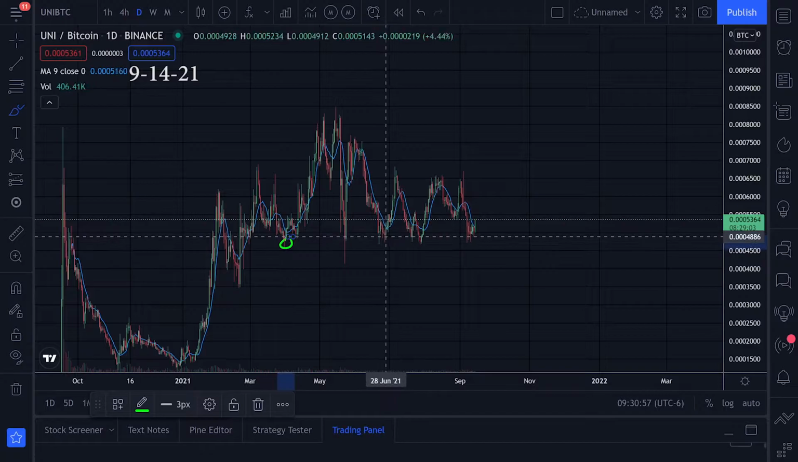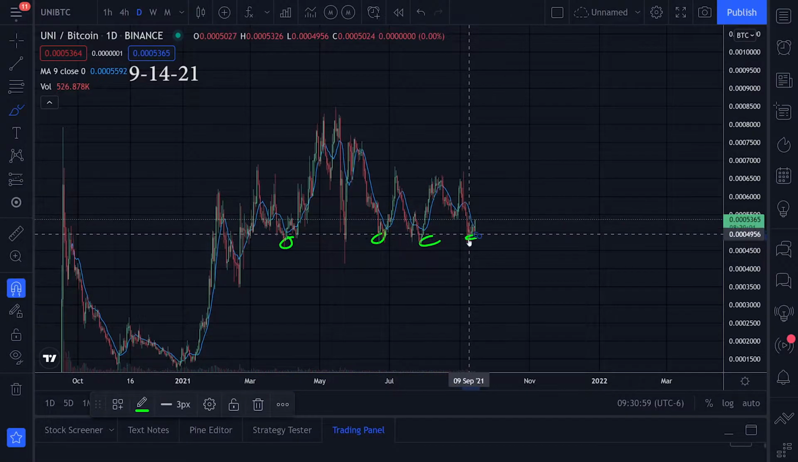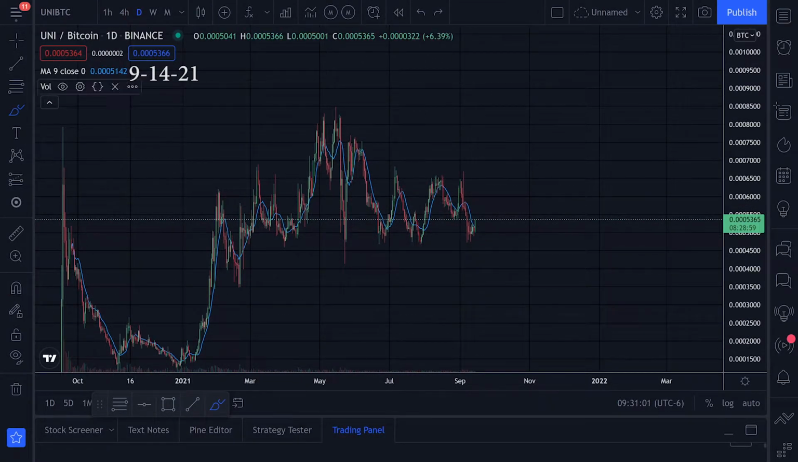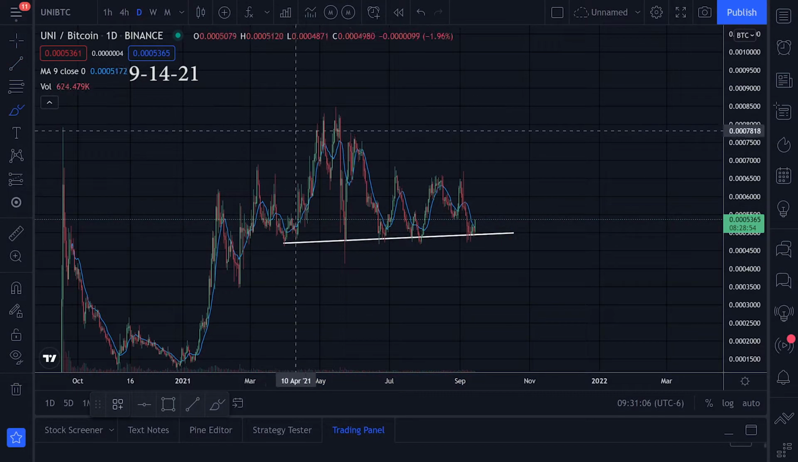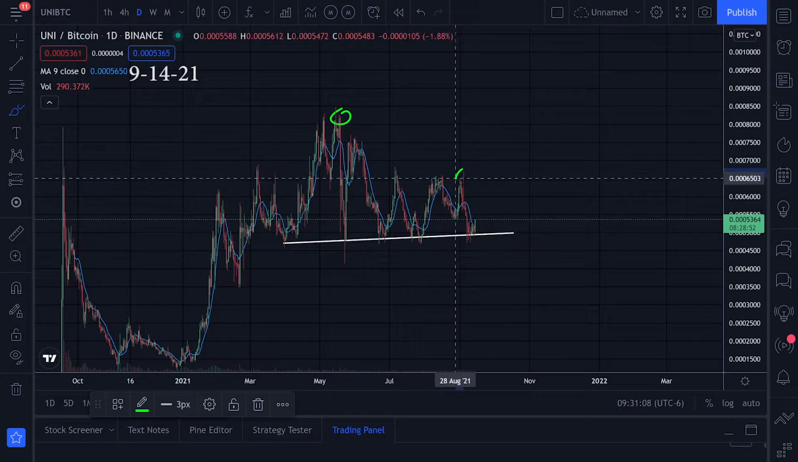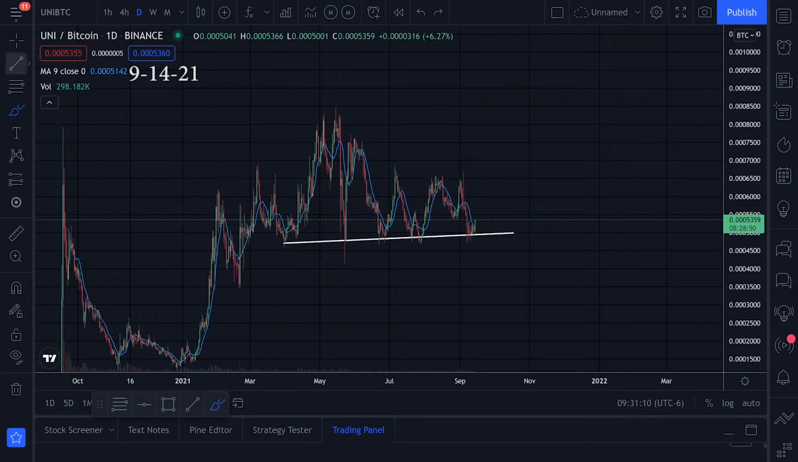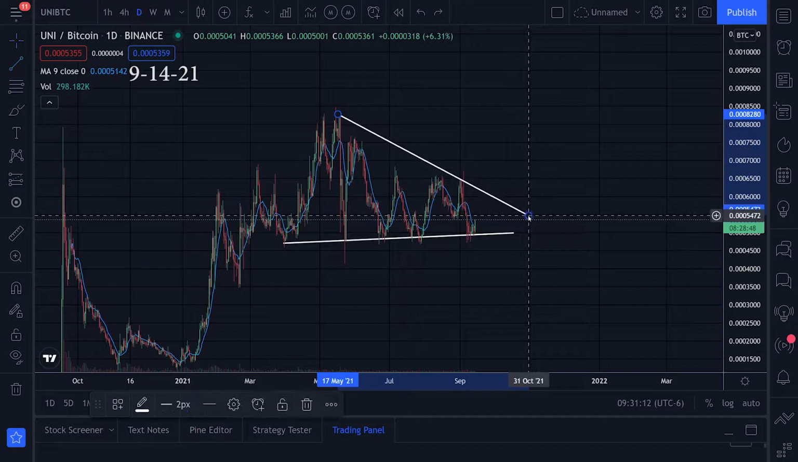Alright, if we switch over to the Uniswap versus Bitcoin chart, here's what I'm looking at. We have support right here, support right here, support right here, support right here. It basically looks like a straight trend line, something like this. What I'm looking at as well is this resistance line, resistance right there, and resistance right there, giving me a trend line, something like this.